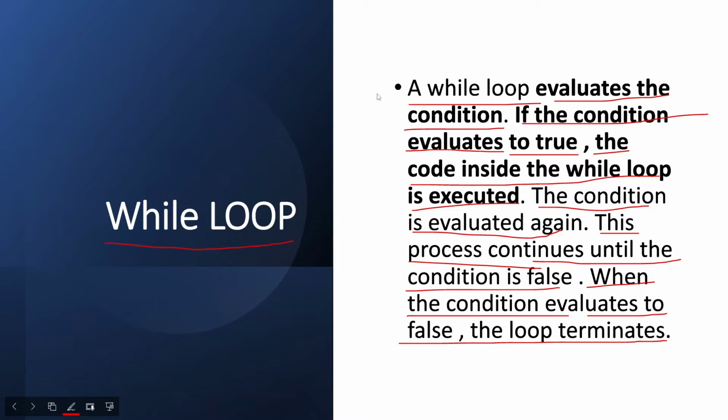Basically, a while loop is used when you have a condition. If the condition is true, then the code inside the loop is executed, and if the condition is again true, the code is again executed until the condition is false. When the condition is false, then the loop will terminate.